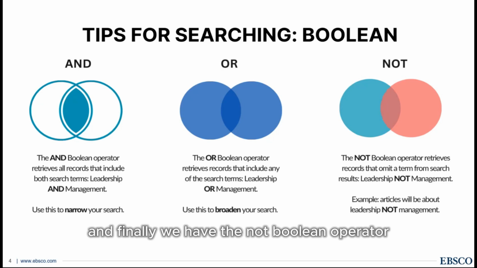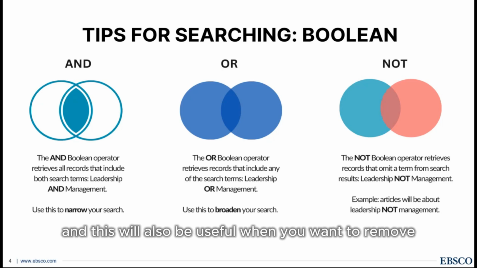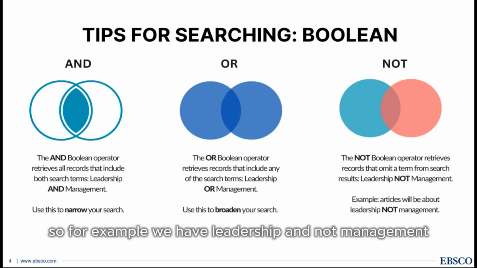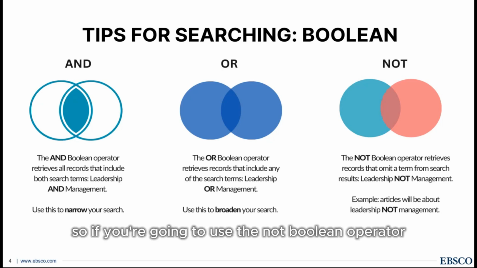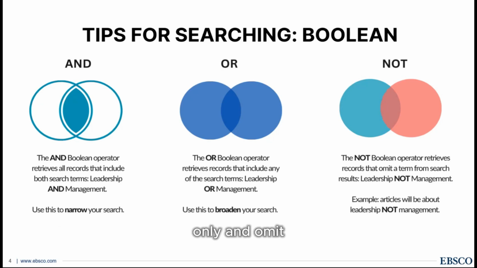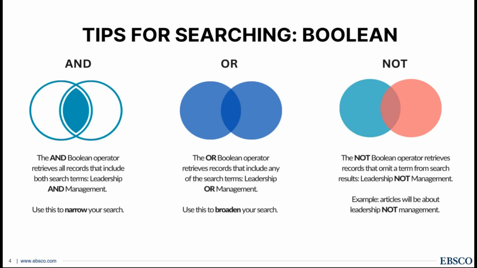And finally, we have the NOT Boolean operator. This will exclude specific terms from the results, and this will also be useful when you want to remove ambiguity from the results. So for example, we have leadership NOT management. If you use the NOT Boolean operator, you'll be instructing the system to focus on leadership only and omit management from appearing within the search results.